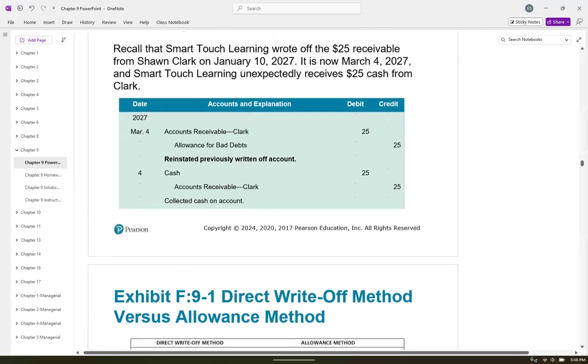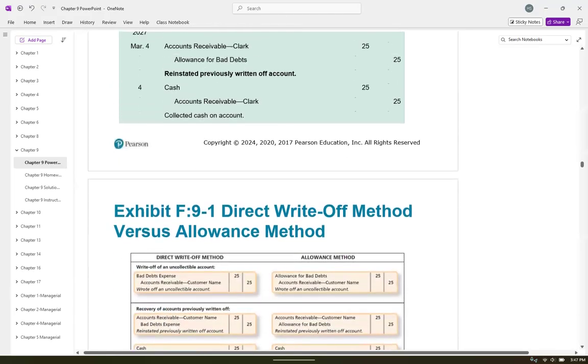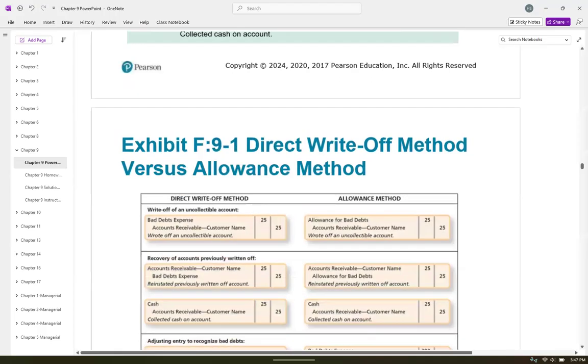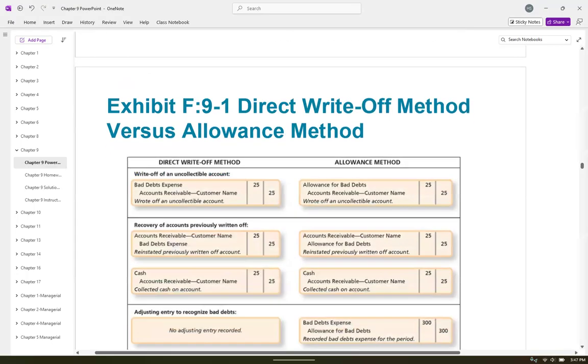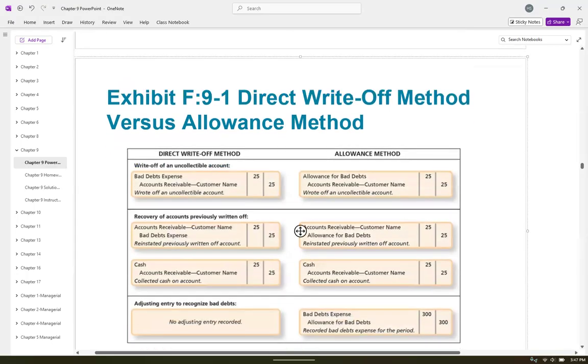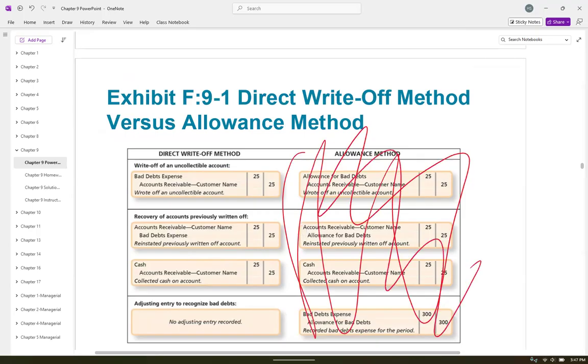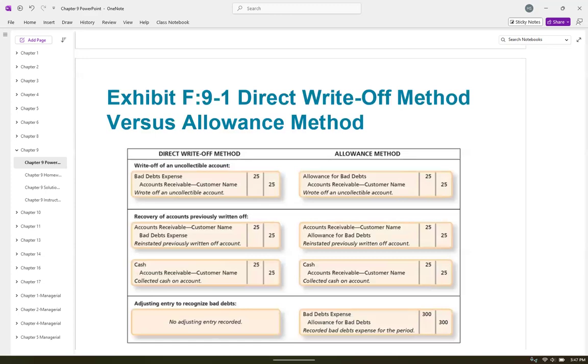So we're going to look at a little bit of difference between the direct write-off method versus the allowance method. Let's mark one out so that you focus on one. Under the direct write-off method, they would debit the bad debt expense for 25 and credit the accounts receivable for 25. Over here, look, the credit's exactly the same. So if you can get the credit right, then it would be a good thing to get at least half the entry correct.